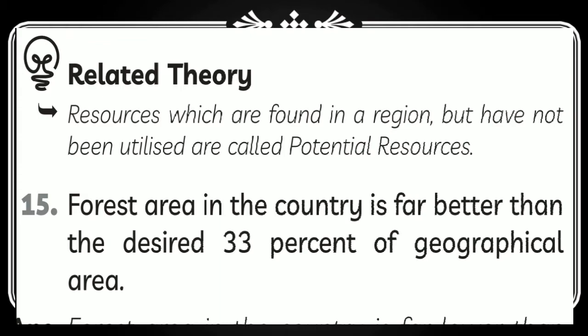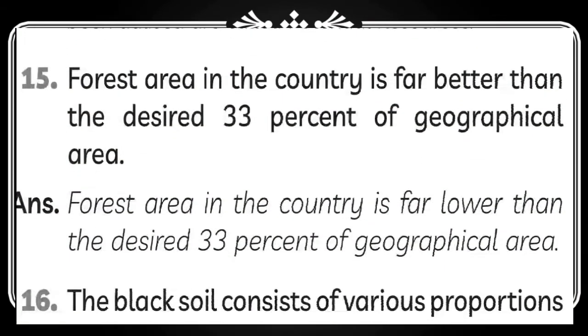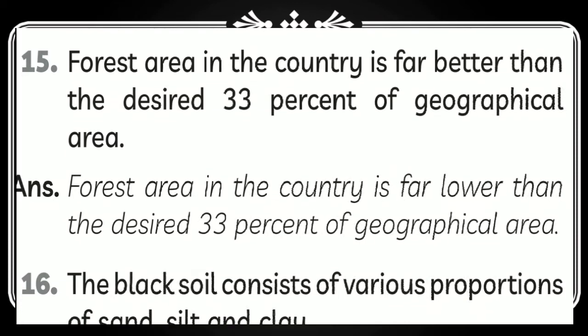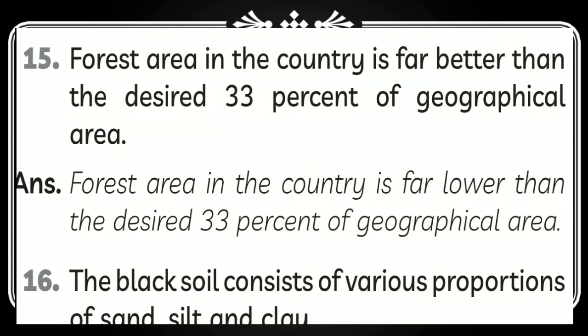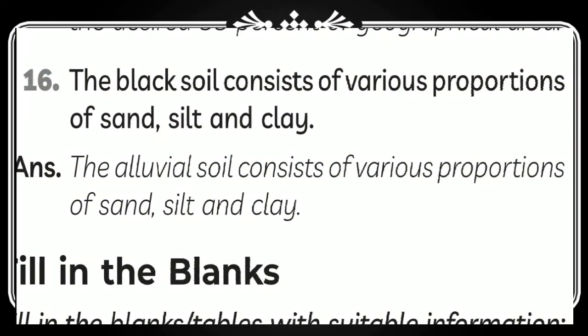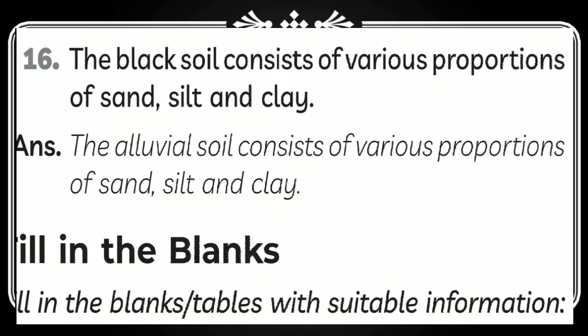Now the next question is, forest area in the country is far better than the desired 33% of the geographical area. Answer: the forest area in the country is far lower than the desired 33% of the geographical area. Now the next question is, the black soil consists of various proportions of sand, silt and clay. The alluvial soil consists of various proportions of sand, silt and clay.